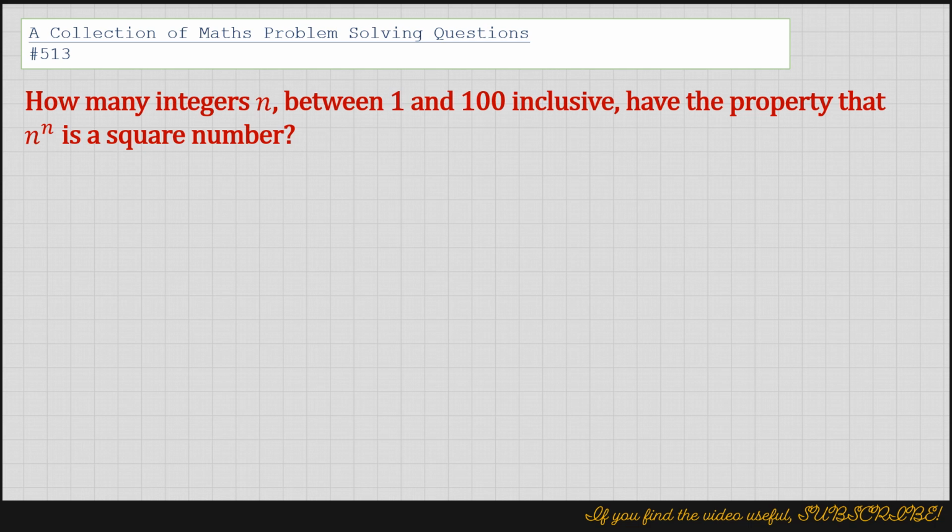How many integers n between 1 and 100 inclusive have the property that n to the power n is a square number? So what we can do is try and write down the numbers, maybe we'll see the pattern.